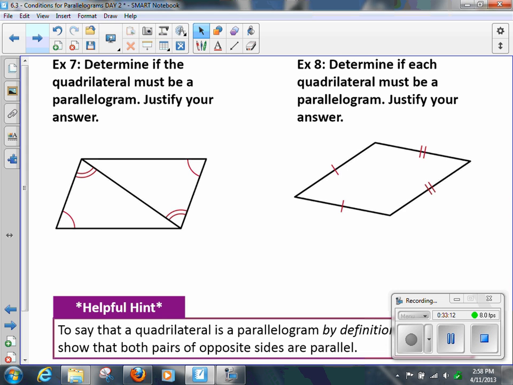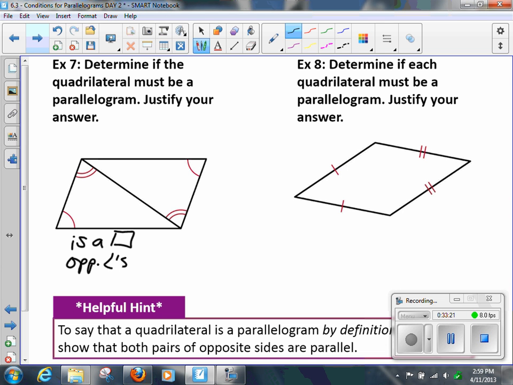Why? Opposite angles are congruent. It is a parallelogram because opposite angles are congruent. How about the next one? Why not? Because the opposite sides are not congruent. Do you agree with him? Yeah. If they would have been this and this, then opposite sides would have been congruent. But the way it's drawn on your paper, this is not a parallelogram.